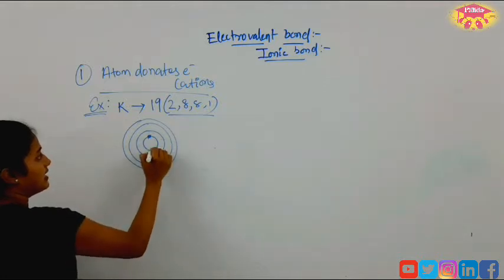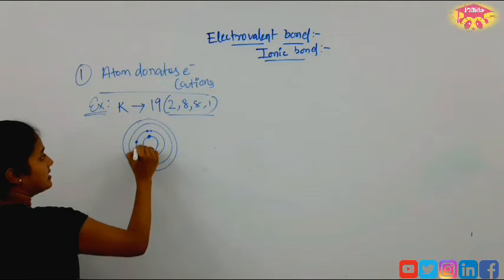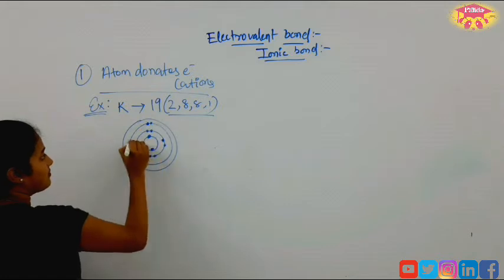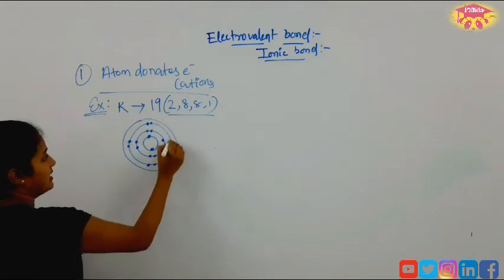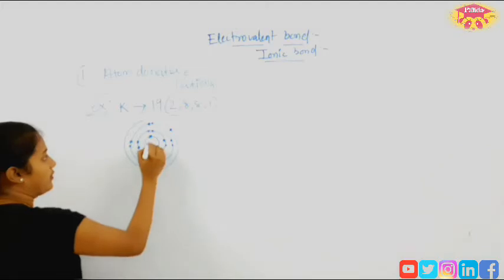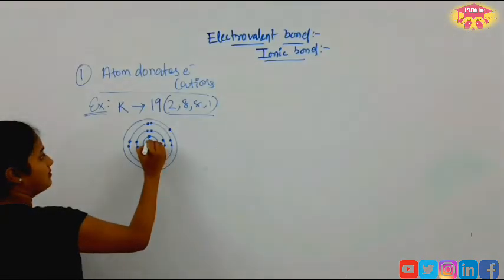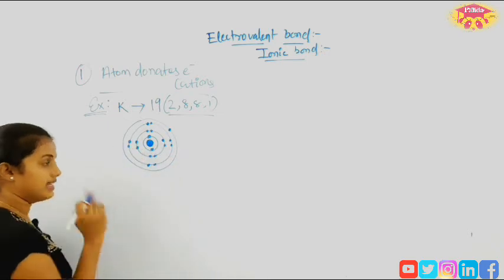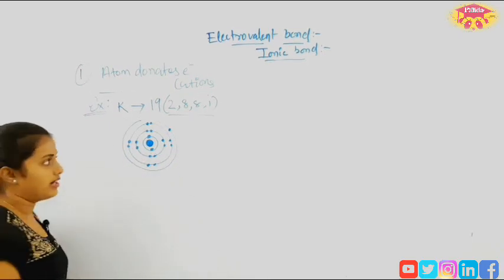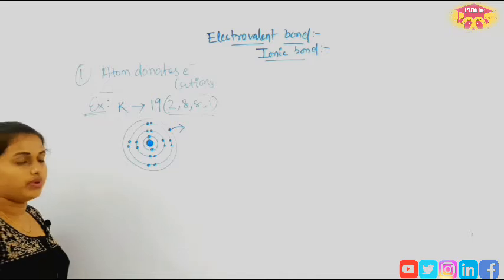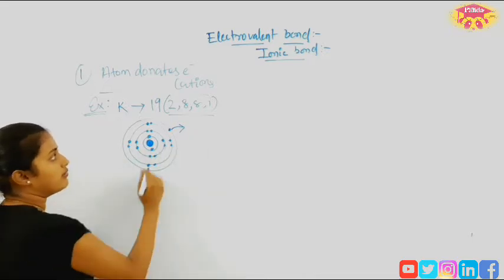The first shell contains 2 electrons. The second shell contains 8 electrons. The third shell also contains 8 electrons. And the last shell, the outermost shell or the valence shell, contains only 1 electron. So 2 in the first shell, 8 in the second, 8 in the next, and the valence shell contains 1 electron. So it is easy for the potassium atom to donate 1 electron.